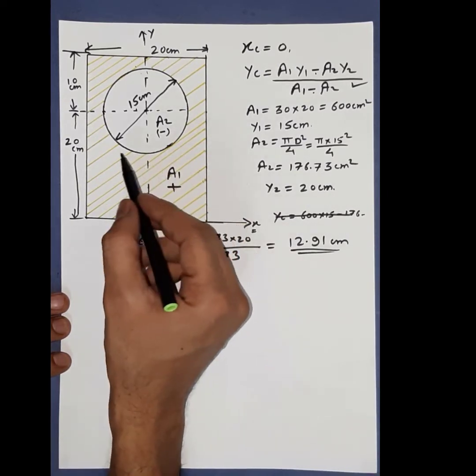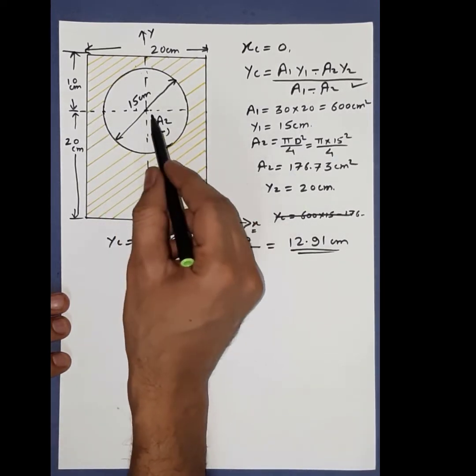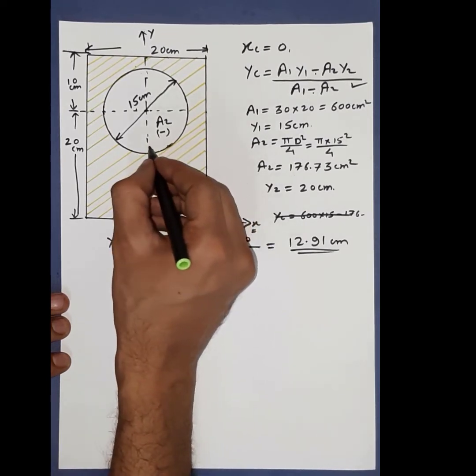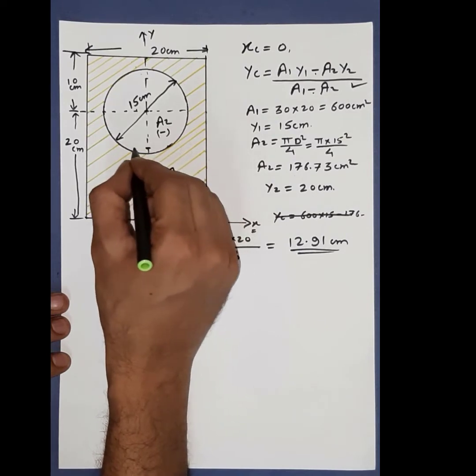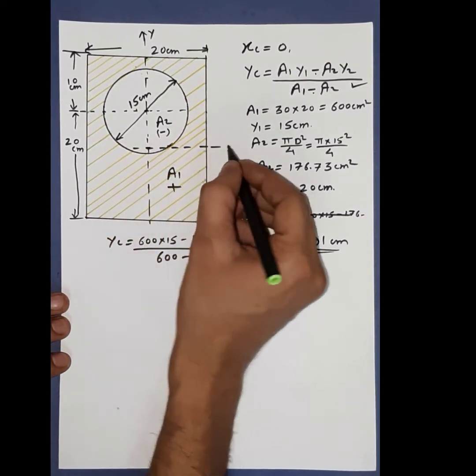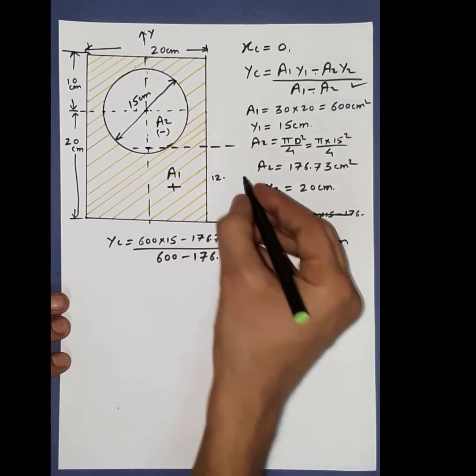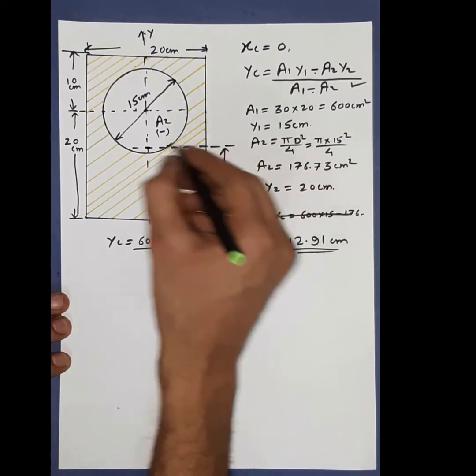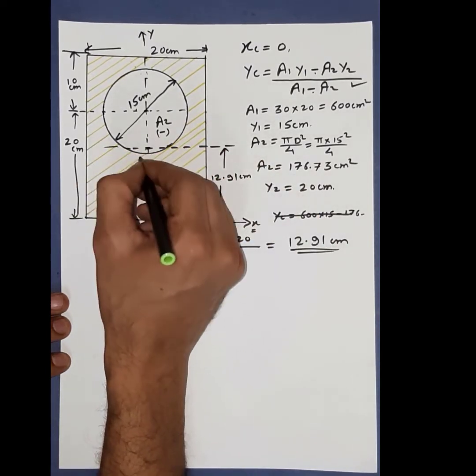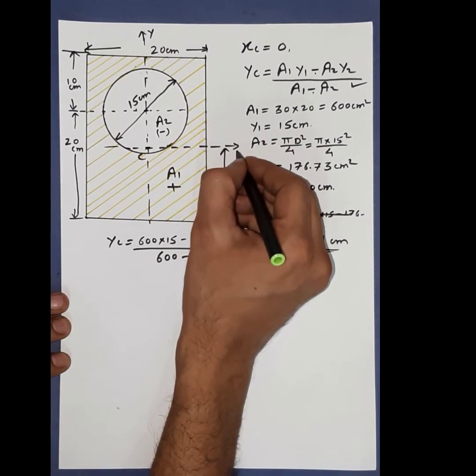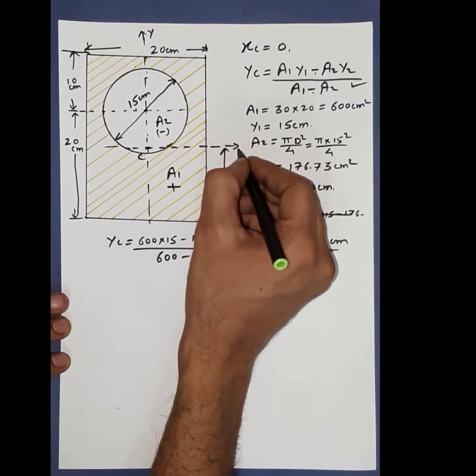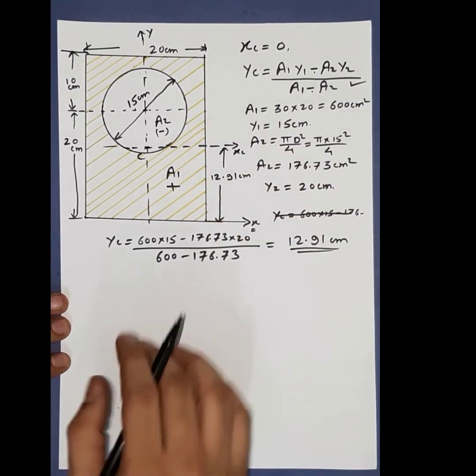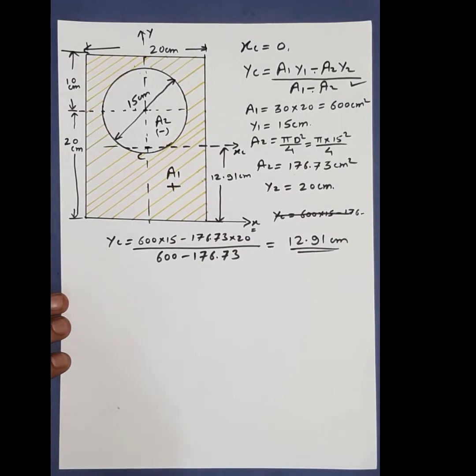So we can show it here. This is 20 centimeter from here, this is 7.5, so we get this point somewhere here, at 12.91 centimeter. We can name this point as point C, and this axis as the axis xc, the horizontal axis at point C. At this point we have to determine the moment of inertia of this composite figure.